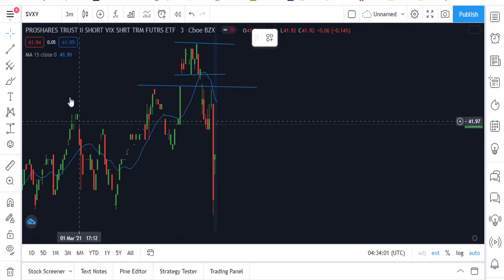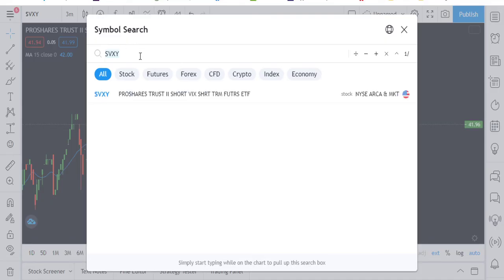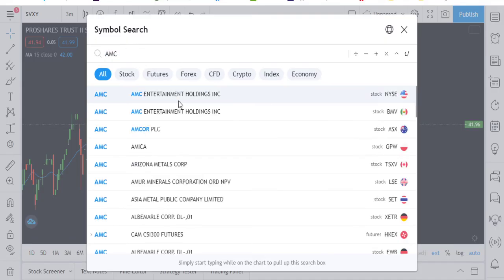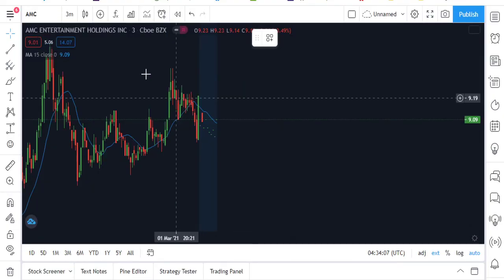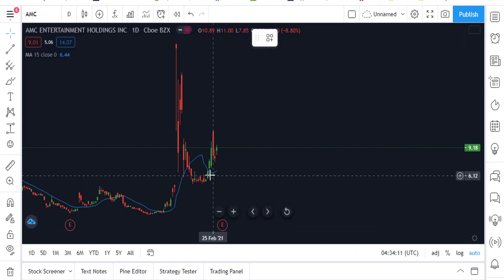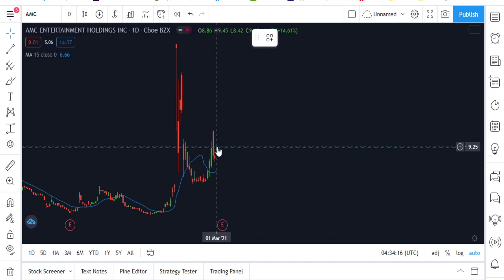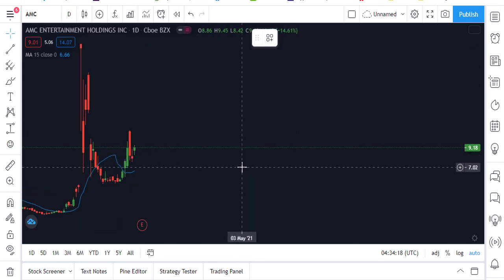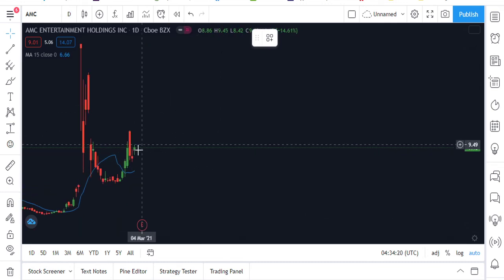SPY isn't the best to show you guys, but let's look at AMC. I'm curious. Let's go to the daily. Let's see, what's the daily? Oh, look, it traded above the moving average here at 646. So it could be going to the moon, boys. Invest now.